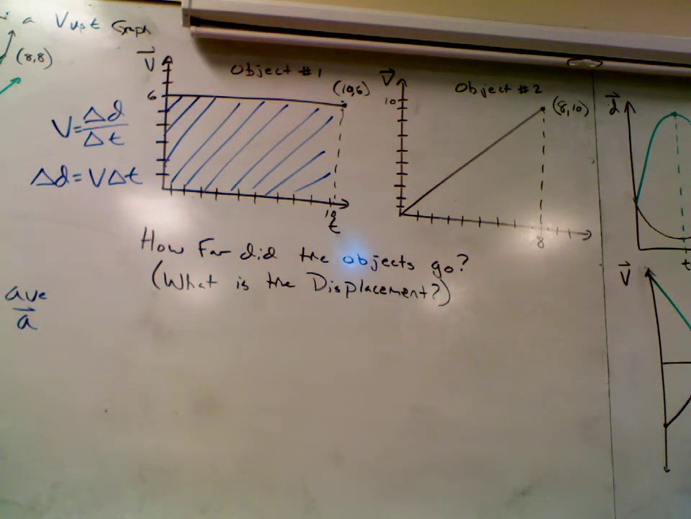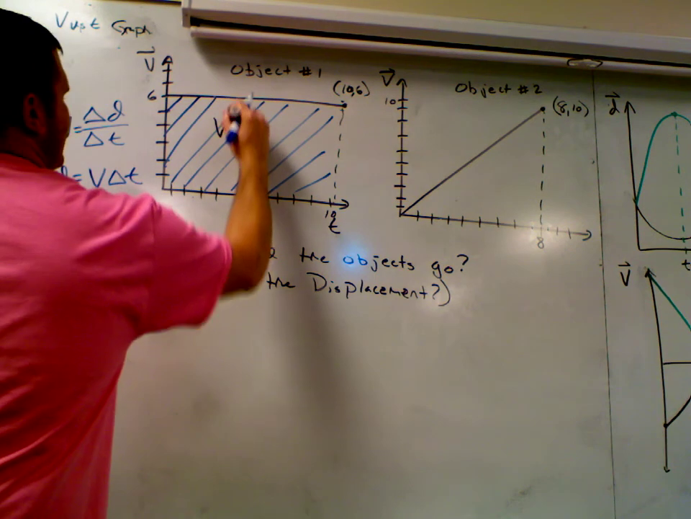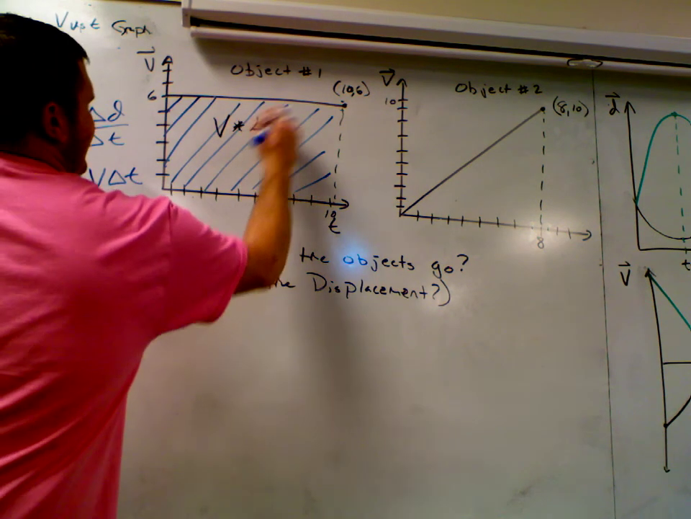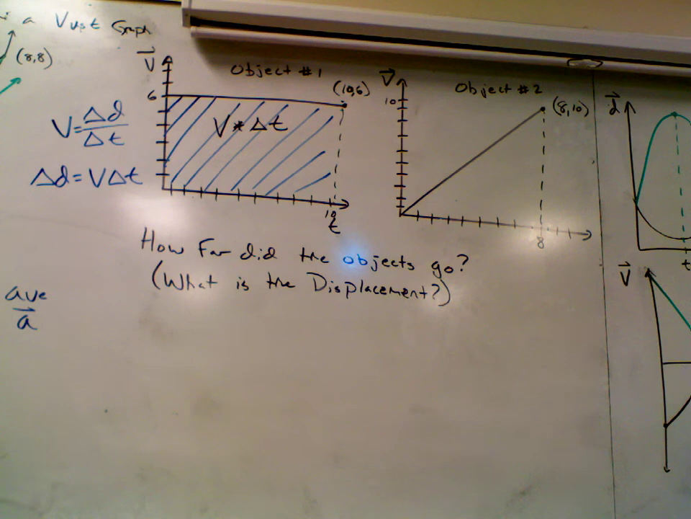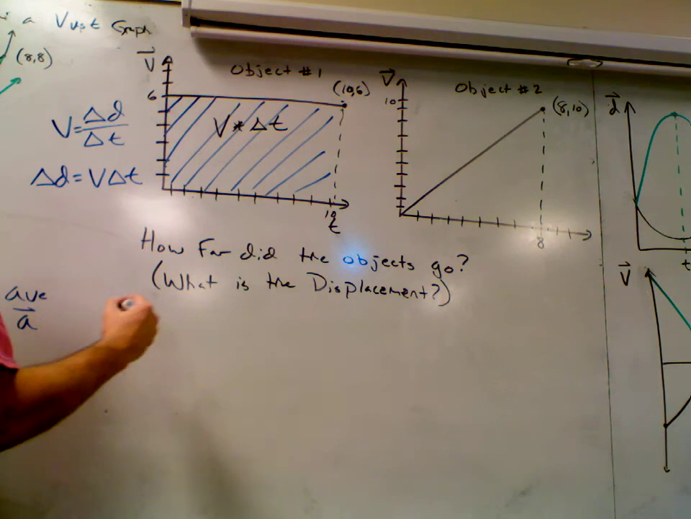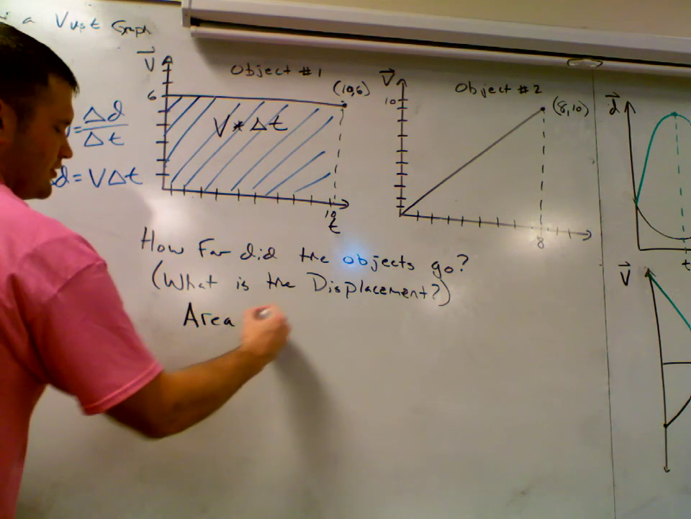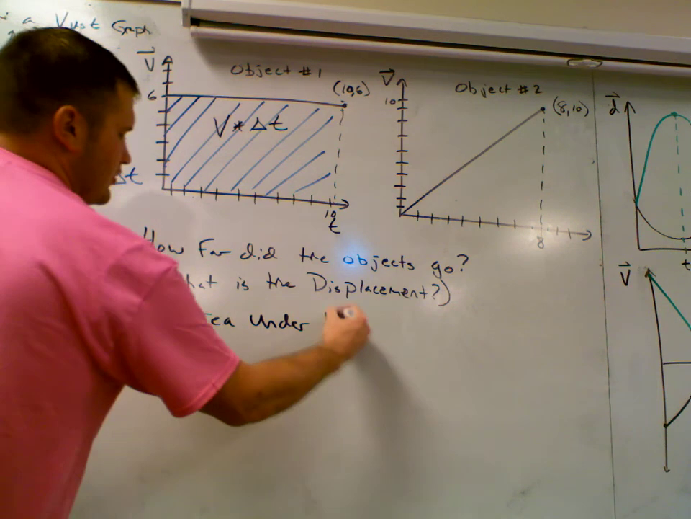That area right there. What about the white in between? Okay, you know what I mean. This area right here is V times delta T, isn't it? So if I have a velocity versus time graph, when they're asking for the displacement, what they're asking for is what's called the area under the curve.